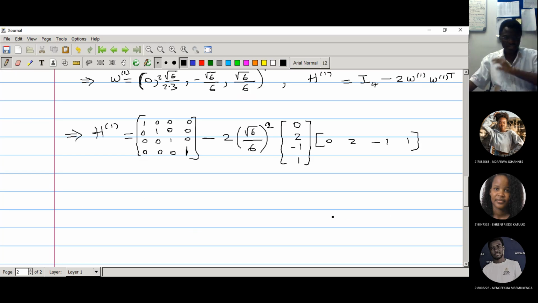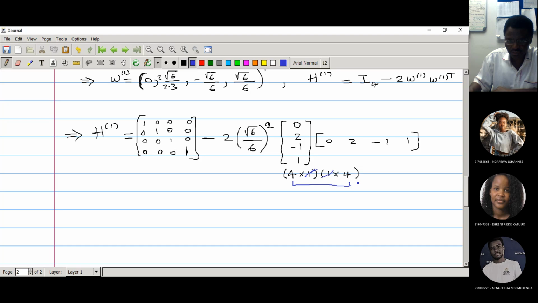Okay, now is it a matrix? Yes. Why? Let me check. If it's a matrix, this is a 4 by 1, so this is 4 by 1 times the 1 by 4. You see that when you have something like this, cancel this, and the size will be this. So that is a 4 by 4 matrix. Good, so that's what we have.